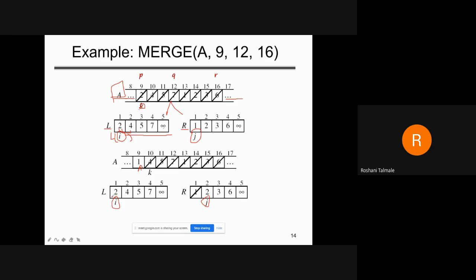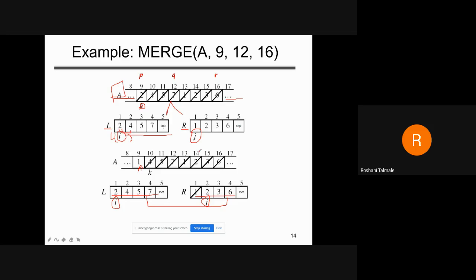See why we are using the comparison. Why should we not directly compare everything? Because this is sorted, 2 4 5 7, it is in sorted manner, and 1 2 3 6 is also in sorted manner. So now what will we do? One sub array is compared with the other sub array. So I and J, initially I and J are 2 and 1.